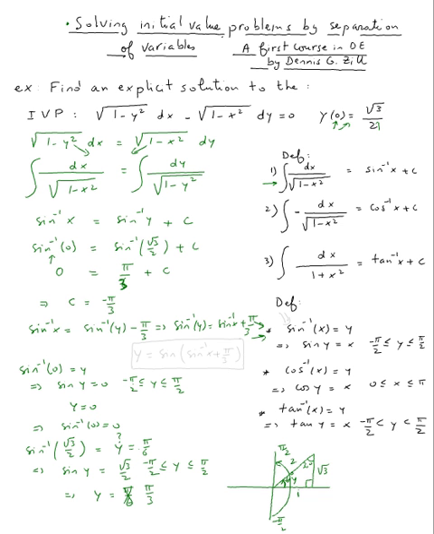Now how do I find the y? I'm going to use this definition one more time. So y will be equal to sine of sine inverse of x plus pi over 3. And that's it. That's our solution. And that's it for this problem.